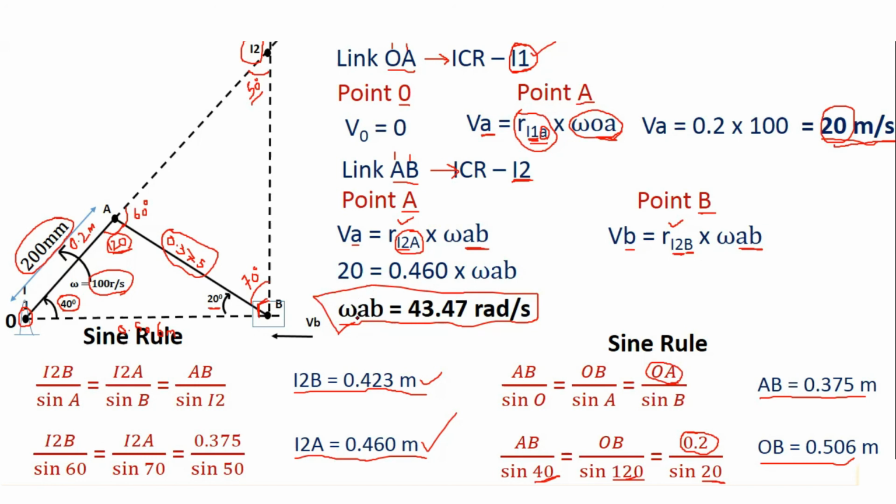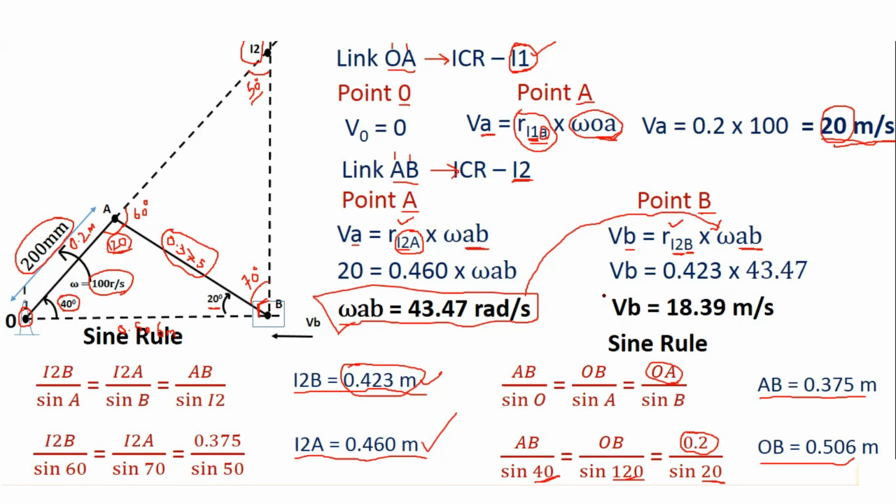Now as omega AB is known to me, I have to search for an equation where omega AB is appearing. So only one equation is available here. So what I will do, I will substitute this omega AB here. So omega AB is known now. R I2B we have already found out as 0.423. So I will substitute these two values in this equation and I will get the answer for VB as 18.39 meters per second. So with this we have completed the solution to this particular problem.